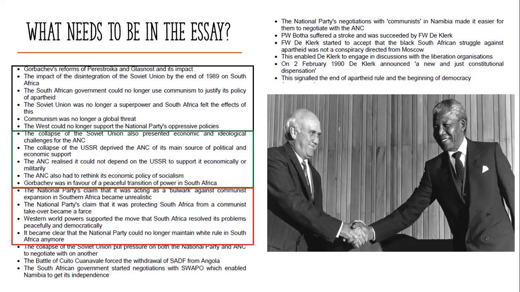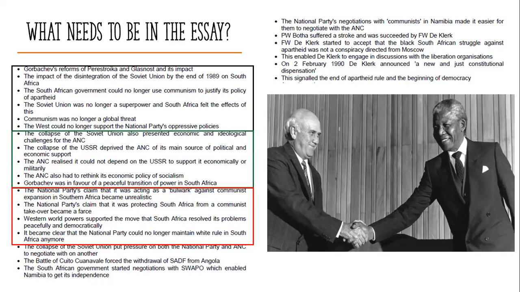The next thing you have to speak about is the impact of the collapse of the Soviet Union on the National Party. So the National Party's whole justification for apartheid and the whole justification for the torturing and the murdering and all of that was because they were acting as a bulwark against communist expansion. So they wanted to stop communism in South Africa or in Southern Africa. But now that the USSR is no longer a superpower, you can see that's a blatant lie. They're just using it as an excuse. And now they can't use that excuse anymore. So the National Party's claim that it was protecting South Africa from a communist takeover became a farce.